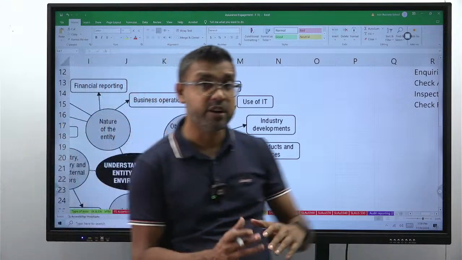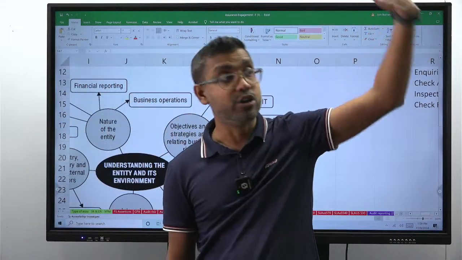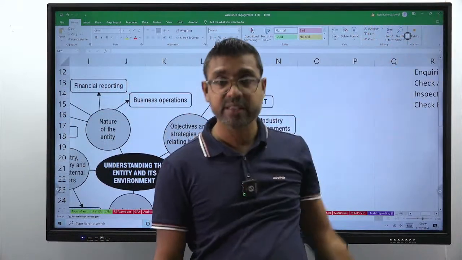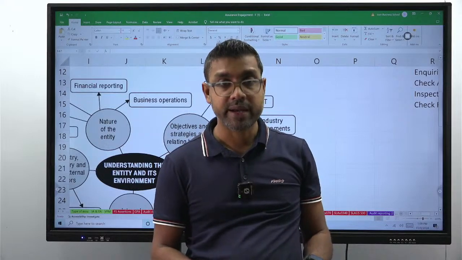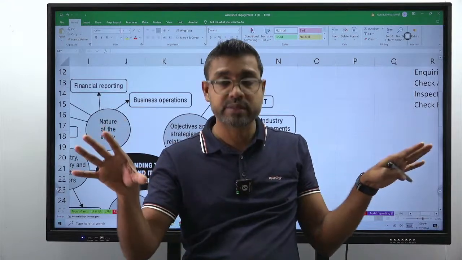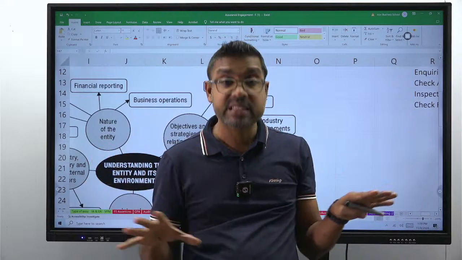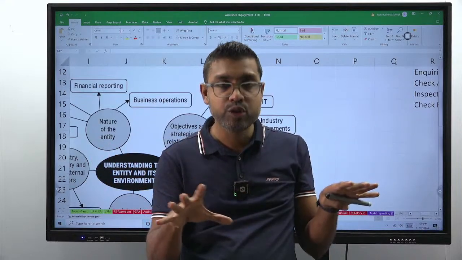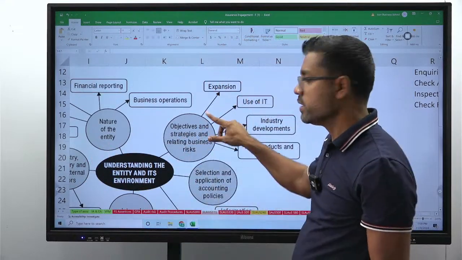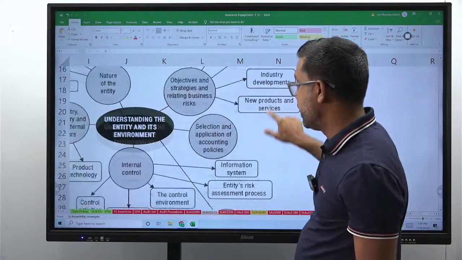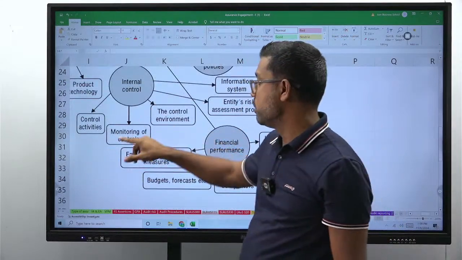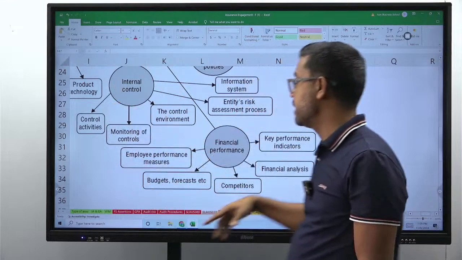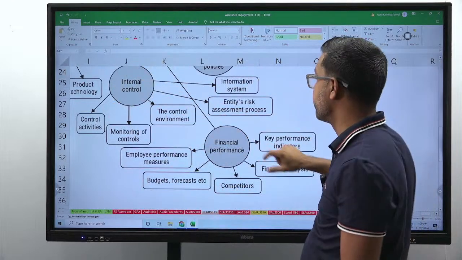And their business strategies, expansion strategies, use of IT, industry development, new products and services, expansion. They have the intention of going to India, Australia. Their expansion strategy is that. With that, do they have cash right now? Are they going to finance through external funding? If so, can they survive? Will that give you business risk? That's what you need to evaluate. Then internal controls, control environment, control monitoring system and control activities like that. That is purely control environment.